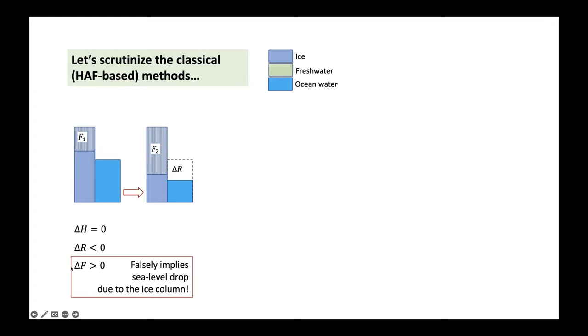You can get some positive value for the change in height of a flotation, which implies, unfortunately, falsely, that there must be a sea level drop associated with this particular ice column, which is not true.